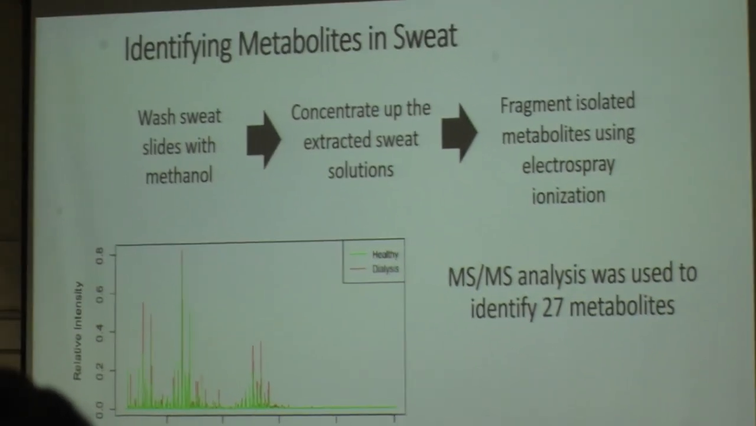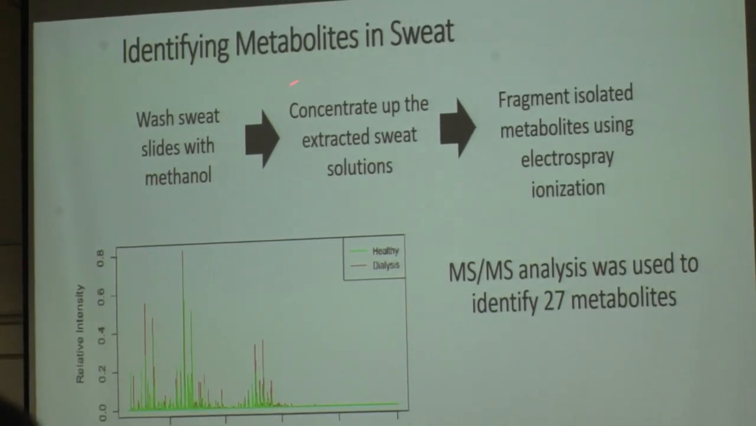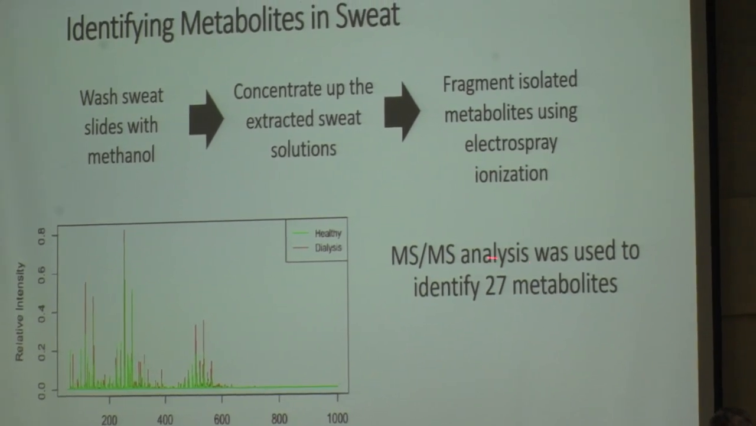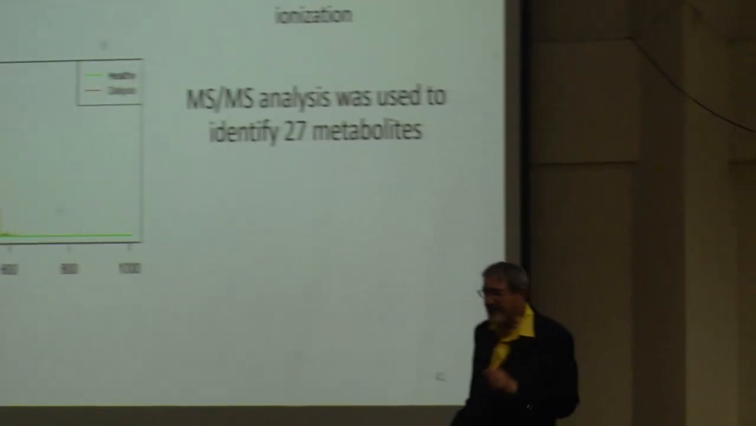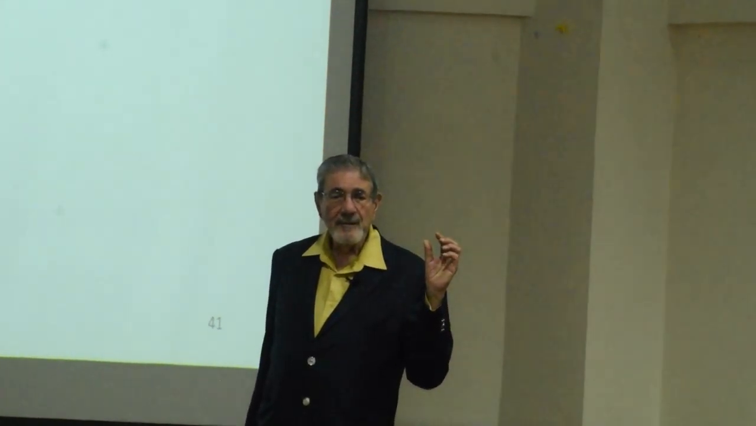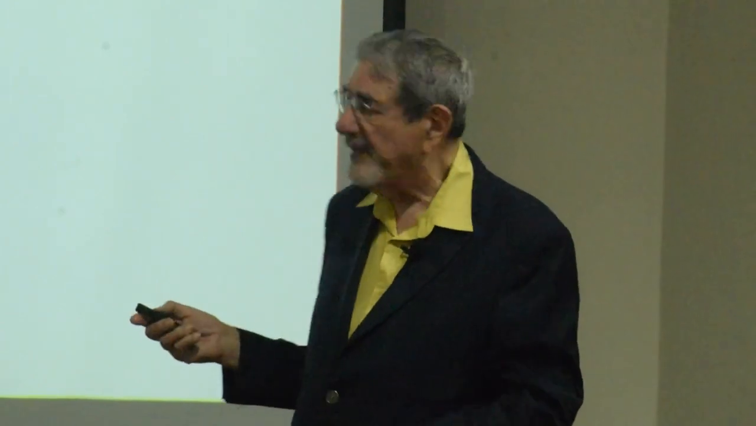Here's our agreement, what we're finding, overall agreement. Identifying the metabolites of sweat, wash sweat slightly, and concentrate every extracted sweat solution, fragments isolated. We identified 27 metabolites by using something called MSMS, or tandem mass spectrometry. After you've done one mass spectrum and you know that a certain M over Z ratio is there, you take that ion and you break it apart by having it collide with something like a helium atom, and then you learn more about the structure.